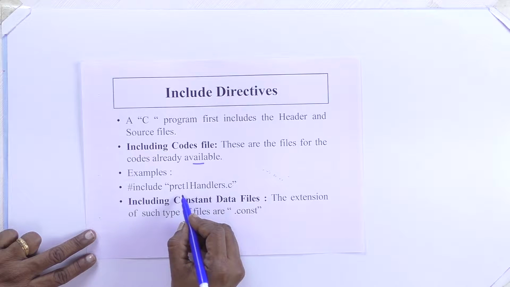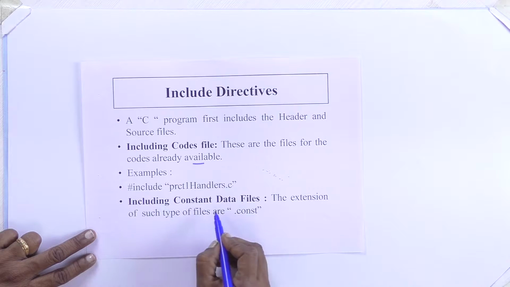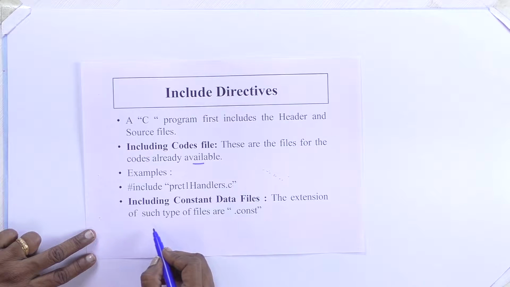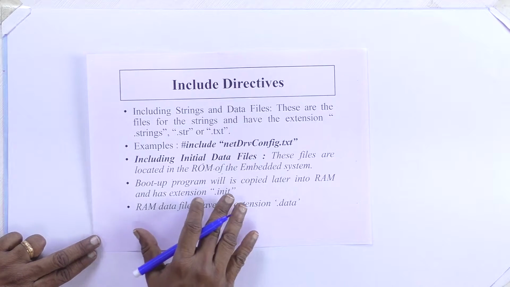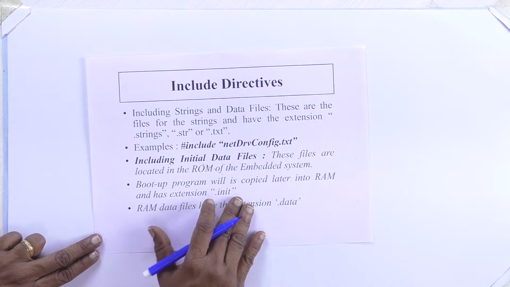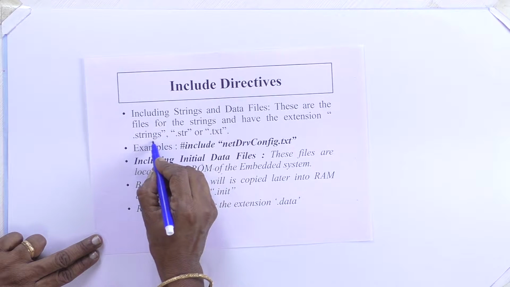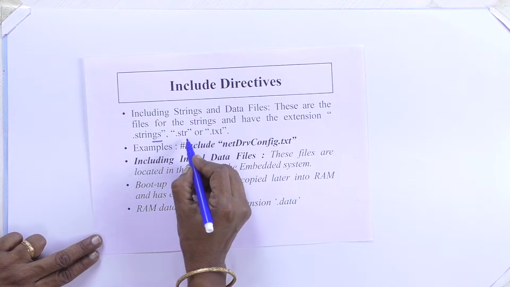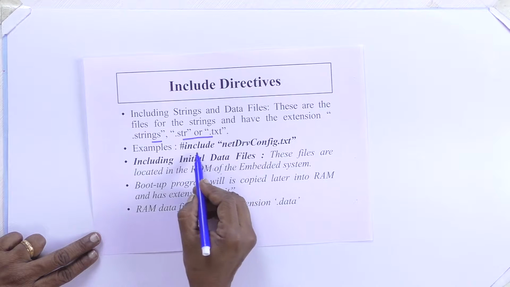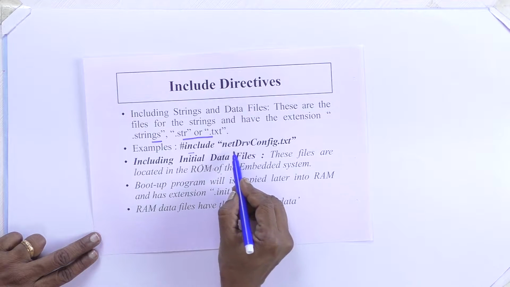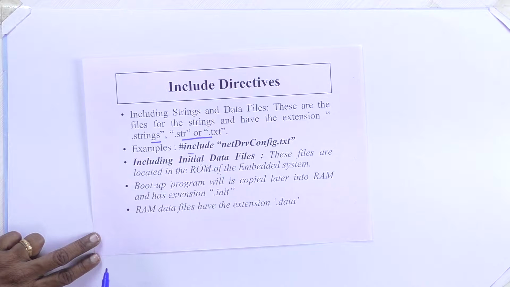Hash include prtc handlers.c. For example, if you want to include constant data files, the extension of these files is .constant. If I want to include strings and data files, the extension is .strings or .str or .txt. For example, hash include the file name .txt, including data files.